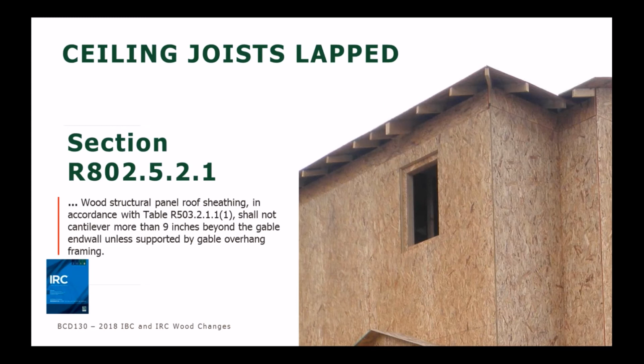Another clarification was just how far can the roof sheathing be lapped beyond the exterior wall before you have to extend the framing to support it. So you can cut framing off at the exterior wall and allow the roof sheathing to extend up to 9 inches beyond that end wall. But once you go beyond that 9 inches, you have to have the framing extend with the roof sheathing.